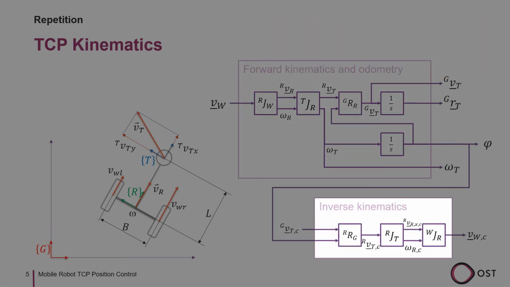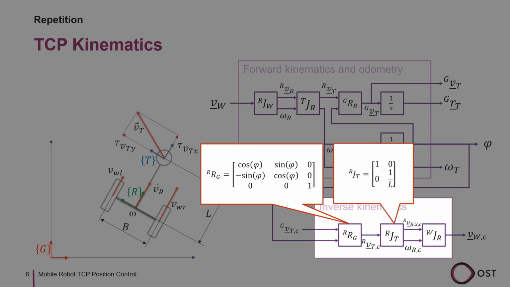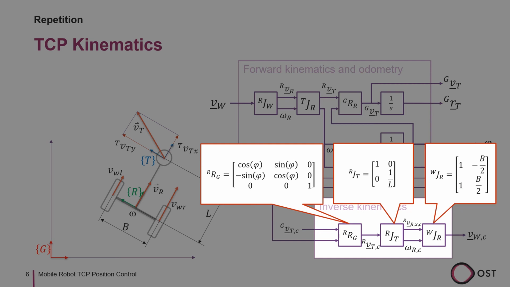With the inverse kinematics, we do the exact opposite. Therefore, we calculate the wheel velocities from the global velocity and orientation of the robot using again a rotation matrix and two Jacobian matrices. With the rotation matrix, we first transform the translational velocity of the TCP from the global frame to the robot frame. Then we calculate the robot's velocity in x and its angular velocity with the first Jacobian matrix. The velocity in y is 0 by design. And finally, we calculate the wheel velocities with the second Jacobian matrix.